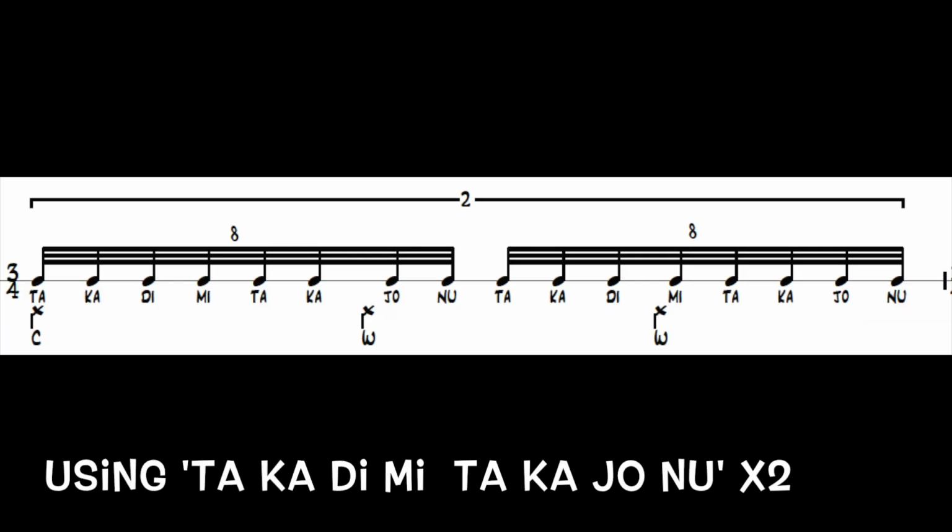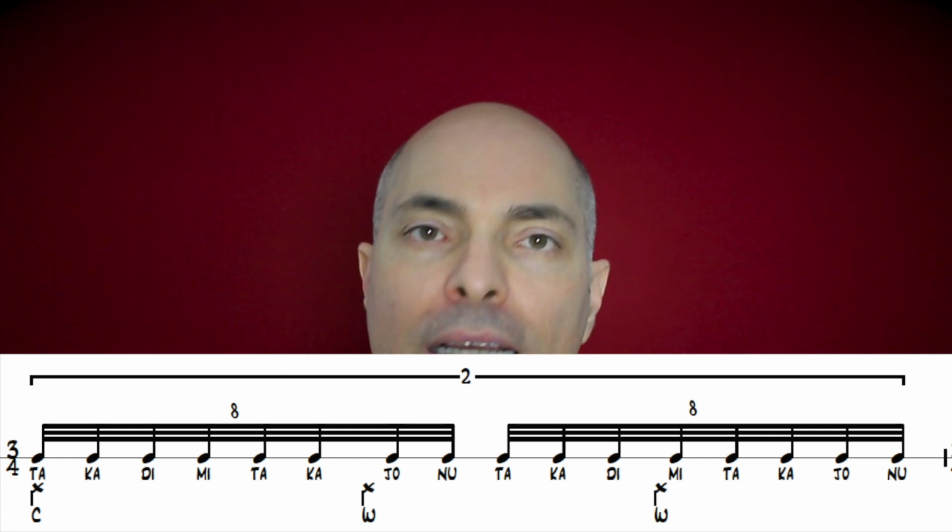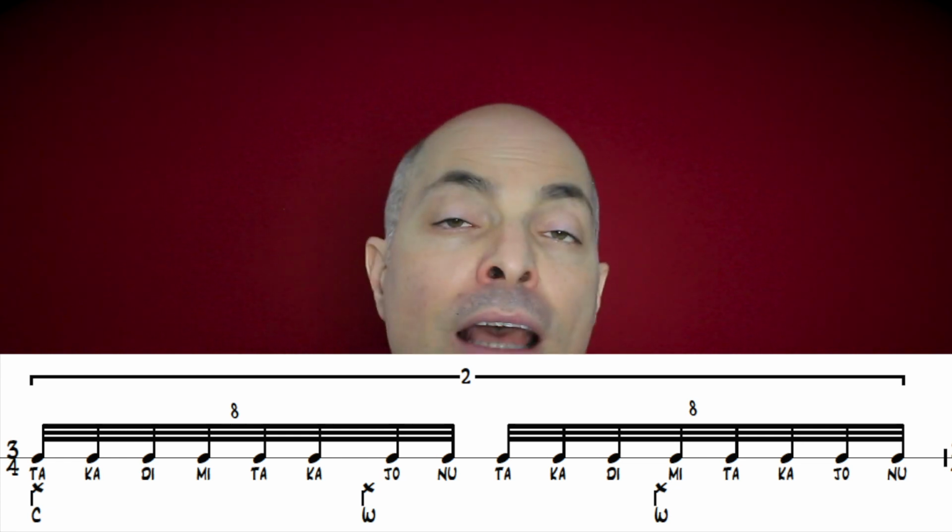Next, we will have a tuplet of 8, which means that we will have a total of 16 notes to play in a span of 3 beats, which will also mean that we will have 16 subdivisions between each beat. Divide these into groups of 3s and we will get the rhythm that we need to sing. 1, 2, start. Taka di mi taka juno, taka di mi taka juno, taka di mi taka juno, ta.